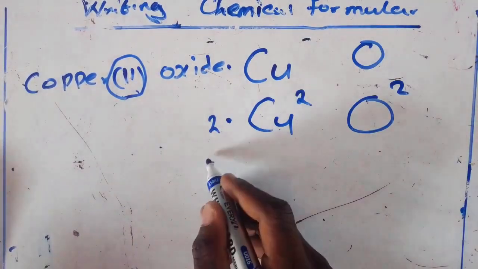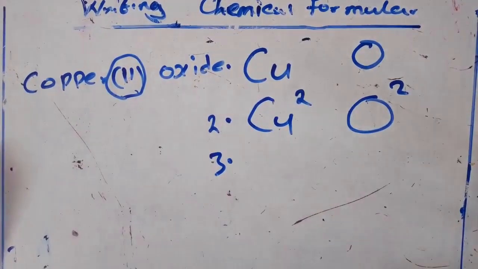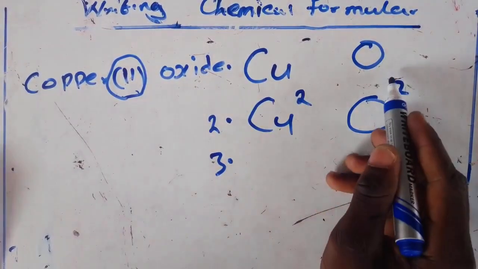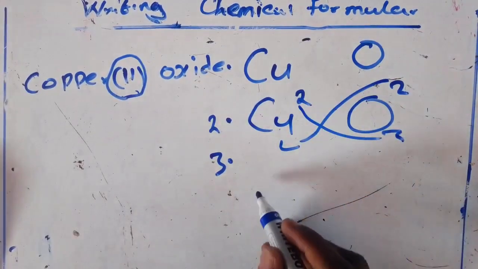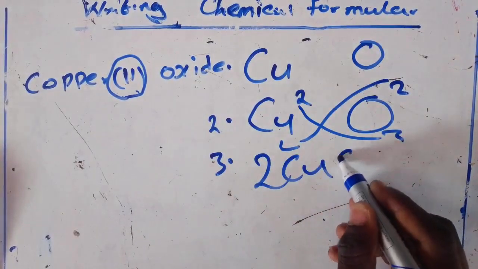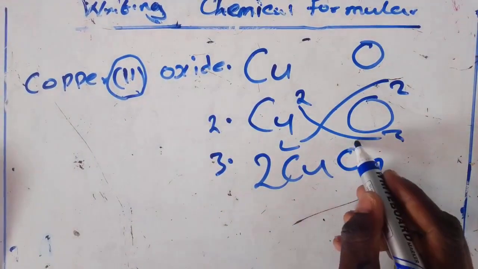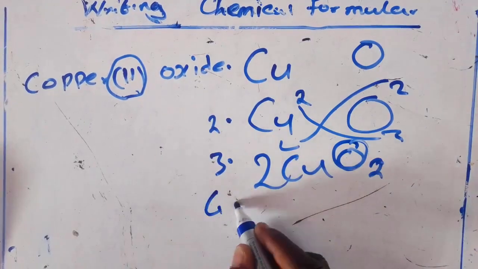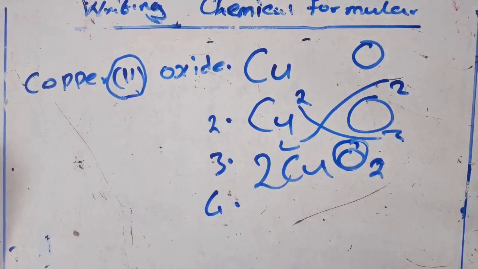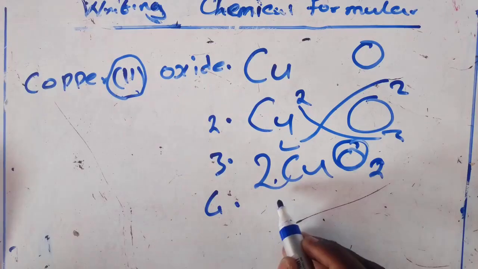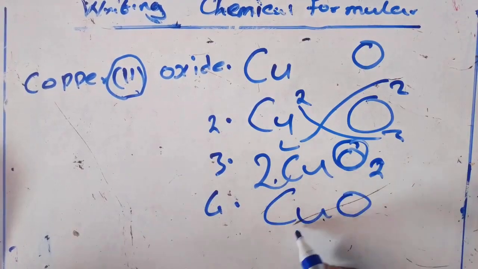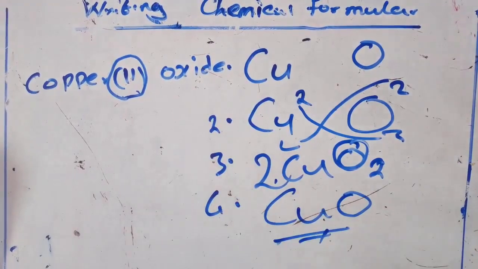Step 3, we swap the valences. So this 2 will come this side, then this 2 will come this side, so we're going to have a 2 and here a 2. Step 4, you reduce the valences to their lowest ratio. So when you reduce these 2 to their lowest ratio, you're going to have a 1 here and a 1 here. Remember, when you're writing chemical formulas, ones are ignored. So we're going to have something like this. So this is copper 2 oxide.